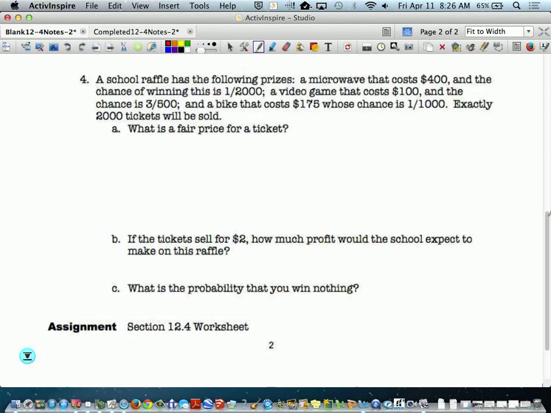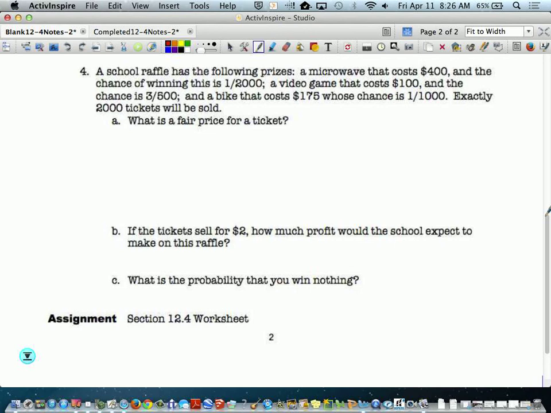Alright. Last question, a school raffle has the following prizes. There's a microwave oven that costs $400. And there's a video game that costs $100, and the chance is 3 out of 500. And a bike that costs $175, and you have a 1 in 1,000 chance. Exactly 2,000 tickets will be sold. I want you to calculate what's a fair ticket price.